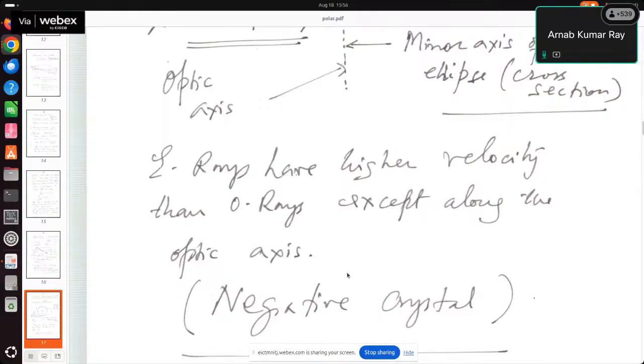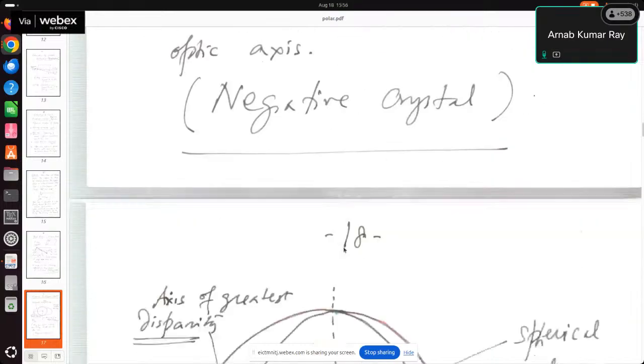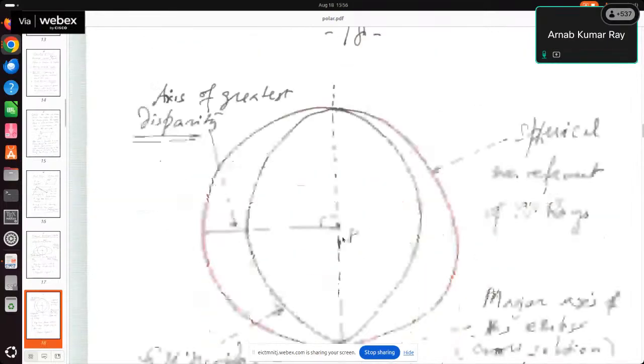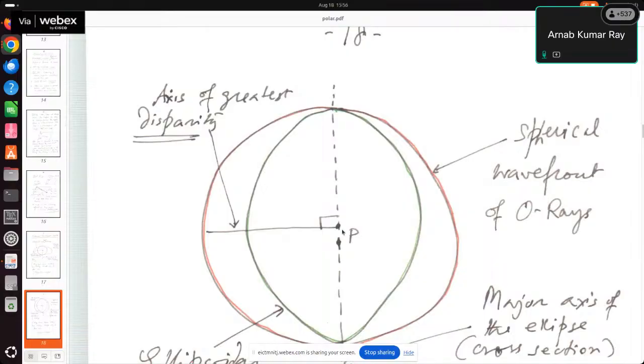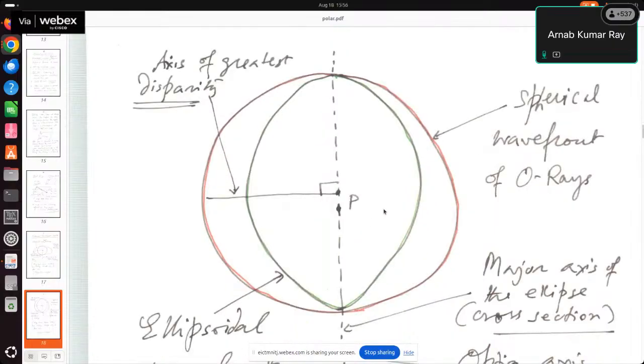So this is known as a negative crystal. I will come to the definition of positive and negative in due course. Let us now see what happens in a different kind of situation where the ordinary rays are traveling faster than the extraordinary rays. So here's that sort of a situation.